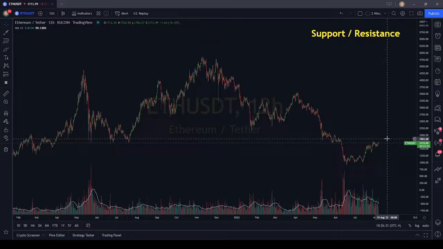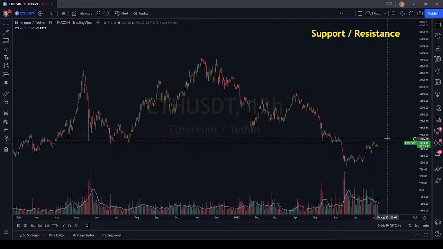Support and resistance are, I think, by far the most powerful tool in all of trading. At the heart of it, all they mean is support is where buyers are jumping in, and resistance is where sellers are jumping in. And it doesn't use any crazy math. It doesn't use any indicators. It doesn't use any of that. It is just monitoring price action.